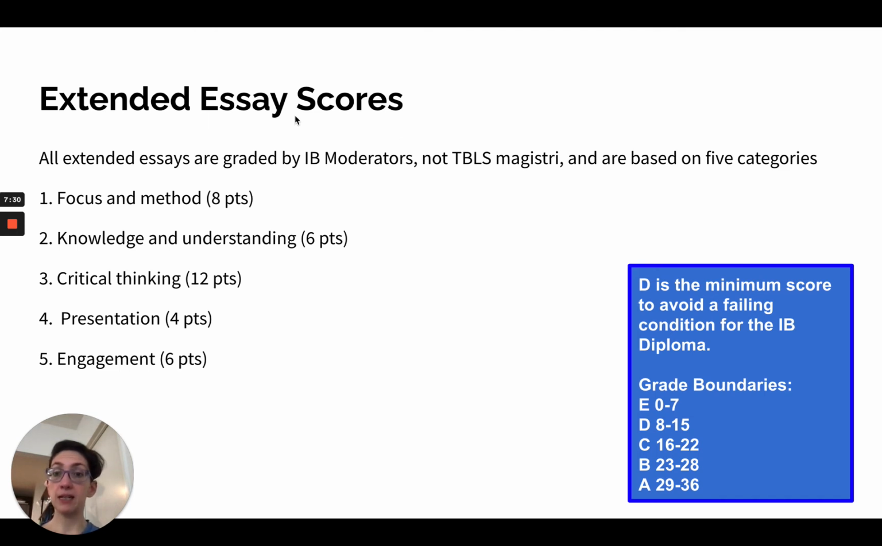The extended essay is graded by the IB, not your magistrate, and the rubric focuses on the focus and the method, the knowledge and the understanding, critical thinking, presentation, and engagement. This last piece is how well you engage with your advisor and the whole process. Okay? You'll see the grade boundaries here on the lower right. And again, D is the minimum score to avoid failing the IB diploma.